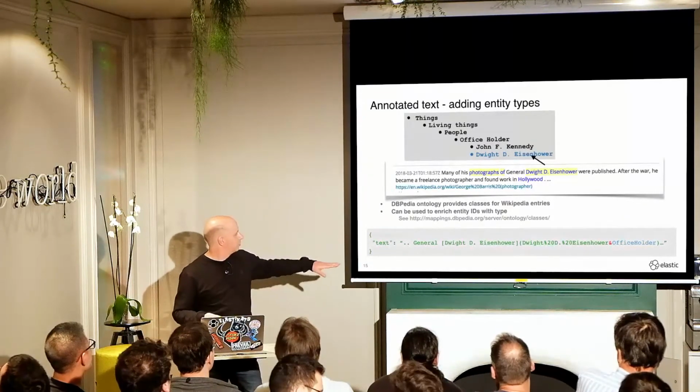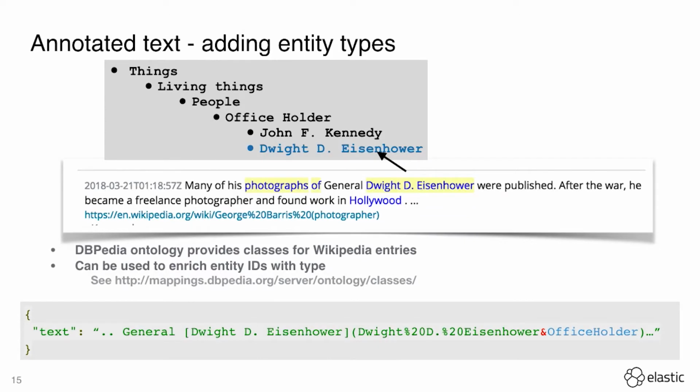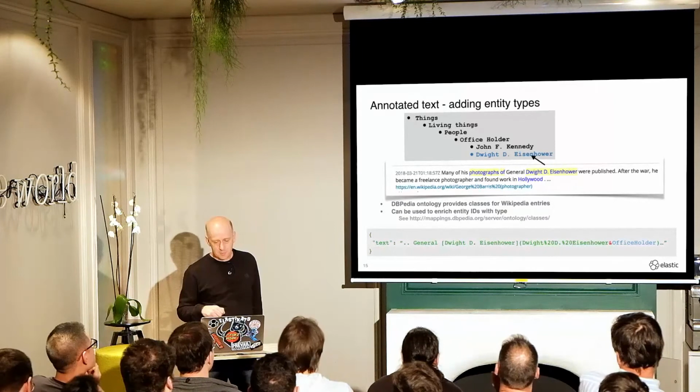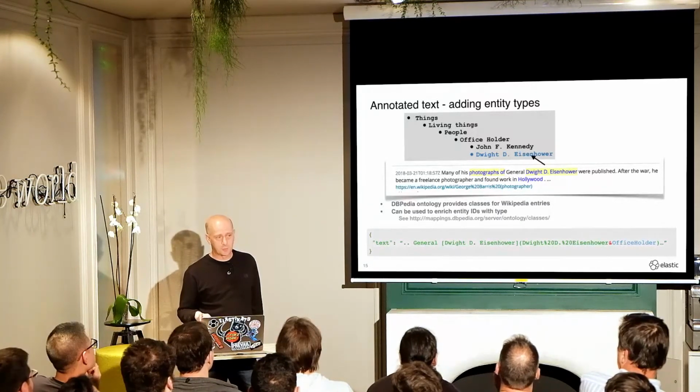So in the example below, you can see how I've treated the Wikipedia text. We might have a piece of text that says General Eisenhower, but the annotations I've chosen to put into the index include the Wikipedia ID, Dwight D. Eisenhower, and the DBpedia type. So I know he's an office holder. That means we can start to do some more interesting things as well.